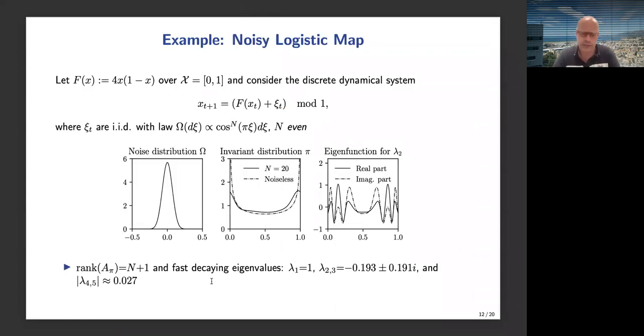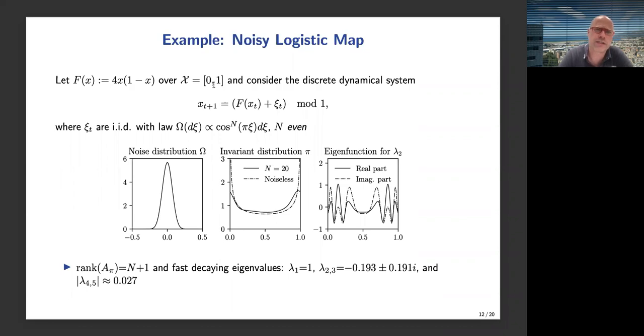I want to discuss now, in the remaining 10-15 minutes of the talk, first some experiments and then briefly sketch the statistical learning analysis of the estimators. The first example is a synthetic example called the noisy logistic map, which is a famous dynamical system, of the form of the example presented at the beginning of the talk. There is a vector value function f. Actually in this case it's a scalar function because the state space is the unit interval.